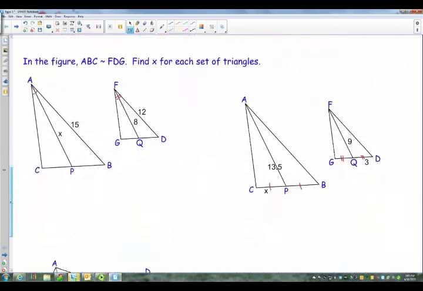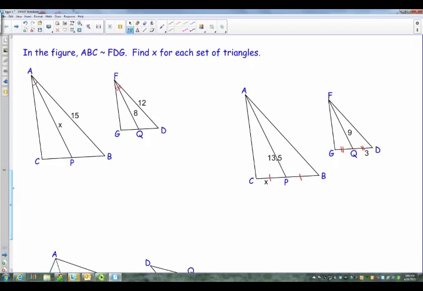Alright, so here are the examples we're going to go through. It says in the figure, ABC is congruent to FDG. Find X for each set of triangles. So they're just giving you a couple different things that we've talked about. They want you to figure out what X is.